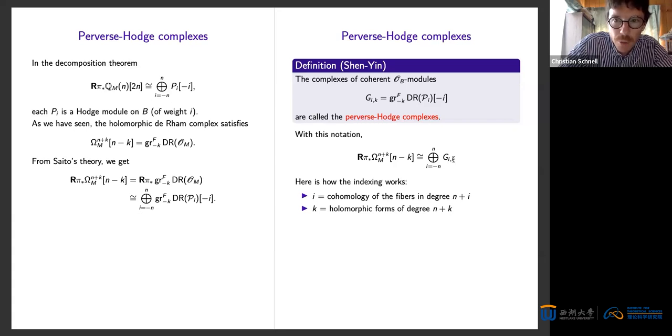The G_{i,k} have two indices. i is the index for the perverse sheaf. k is the index for the graded pieces of the de Rham complex. And so roughly what these two indexes measure are, i is roughly the degree of the cohomology along the fibers, because the perverse sheaf P_i is associated to the n plus ith cohomology of the fibers. And then k is roughly some kind of holomorphic degree, because you see on the left-hand side, the k shows up in omega_M to the n plus k. So the two indices are sort of two different things, right? One is kind of cohomology along the fibers, one is sort of holomorphic degree.